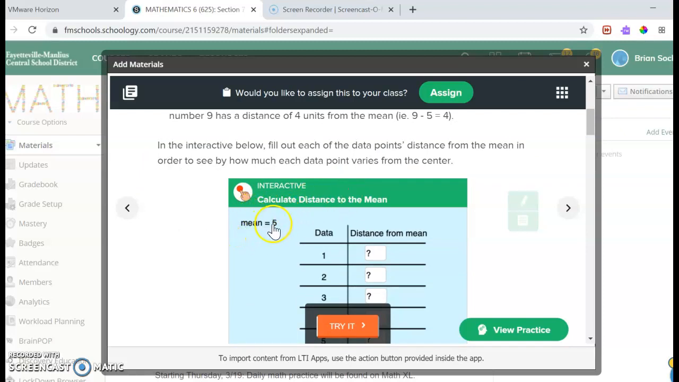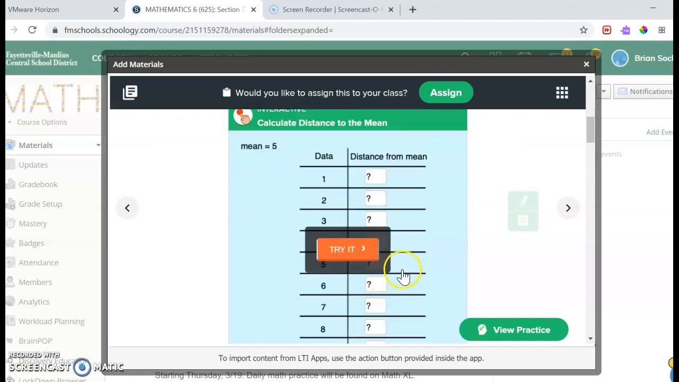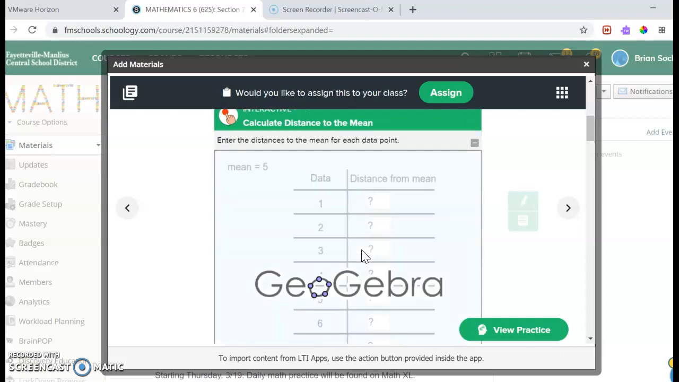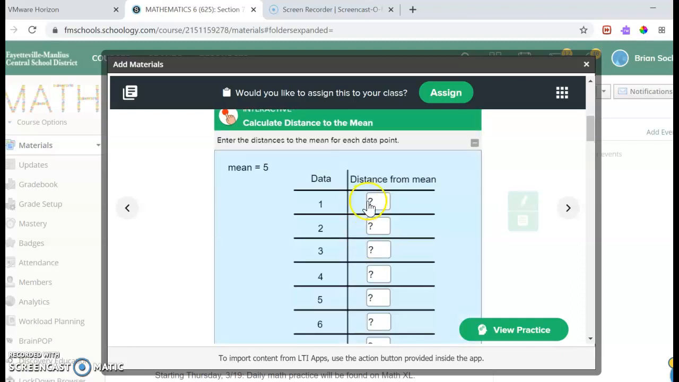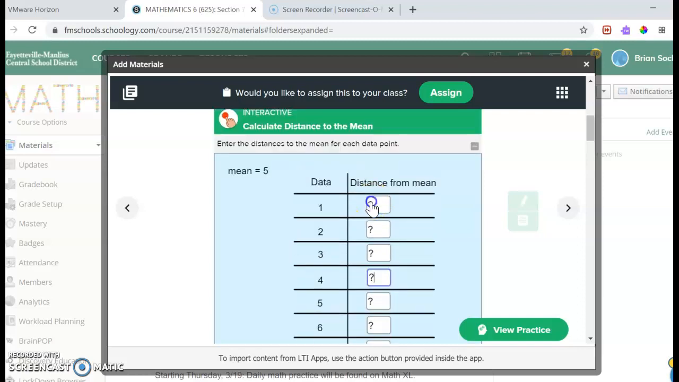You're going to find the distance. So 5 minus 1, 5 minus 2, 5 minus 3, and so on. Just remember, it's always going to be a positive number when you find that distance, because distance is a form of measurement. For example, 5 minus 1 is 4. 5 minus 2 is 3, and if it lights up green, that means you're correct. 5 minus 3 is 2. 5 minus 4 is 1. 5 minus 5 is 0.